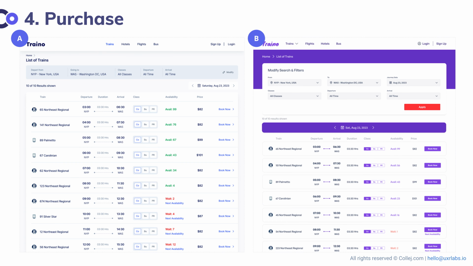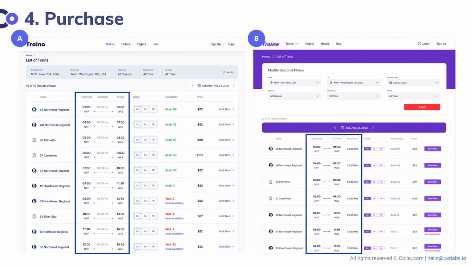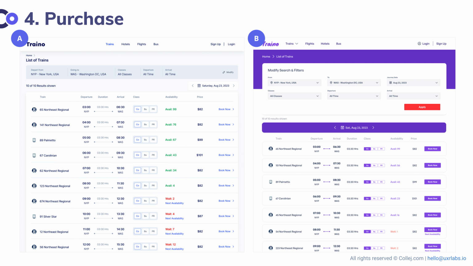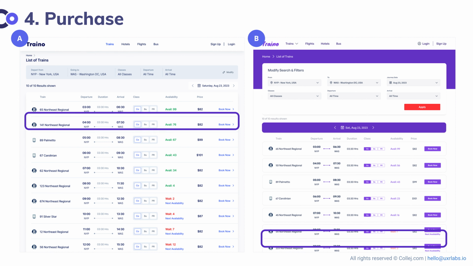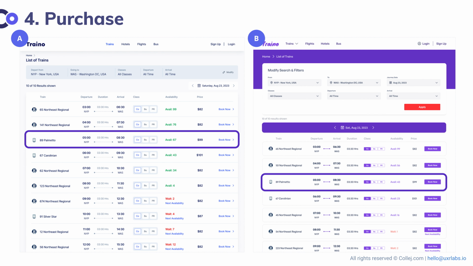And finally, when it comes to making a purchase, it is important to realize that most customers will make a decision based on multiple factors, including availability, when a train departs, and the duration of the trip, and only then will they make a decision. It's also important to realize that they will only purchase one of those trips out of all the results that have been presented to them.